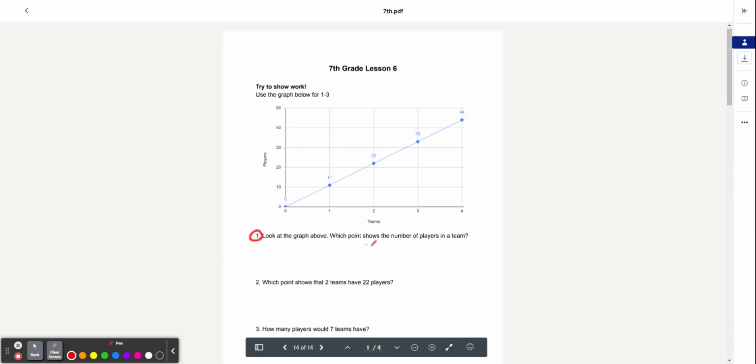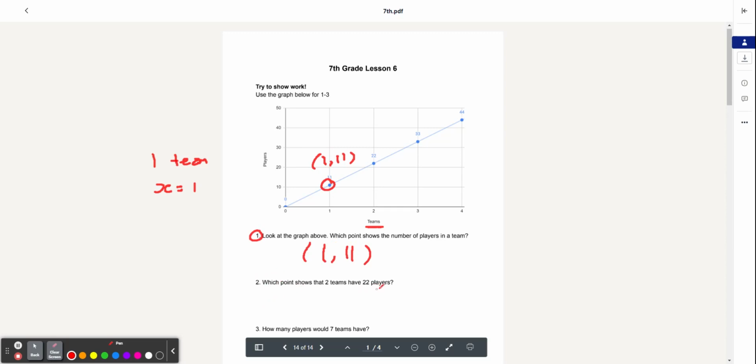So let's get started with 1. Look at the graph above. Which point shows the number of players in a team? So we have to find the point that tells us the number of players in one team. And since the team is in the x-axis, that means that x should equal 1. And that's that point over here, which is 1 and 11. So this point tells us that there are 11 players in one team. So that will be our answer.